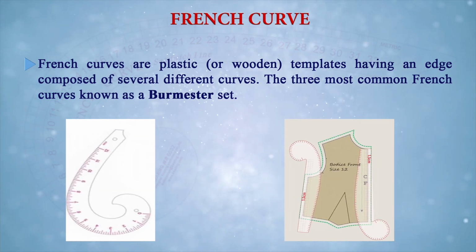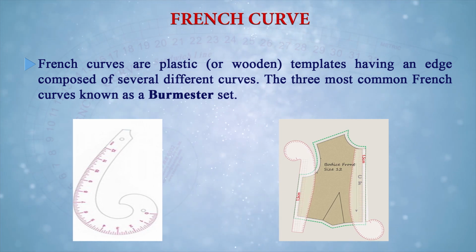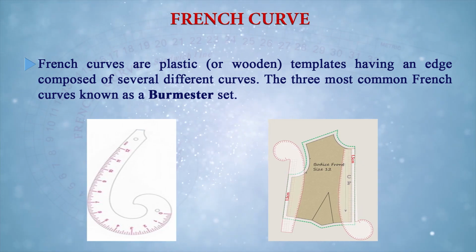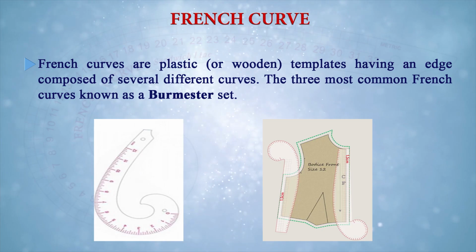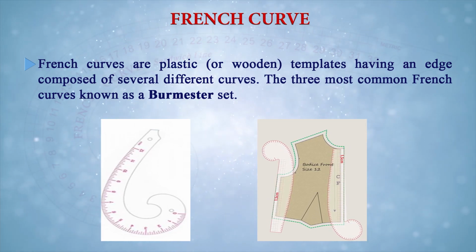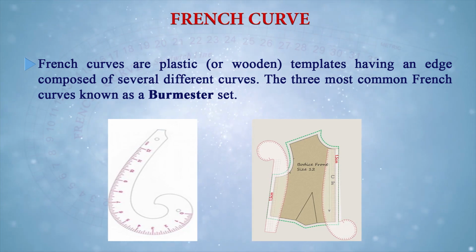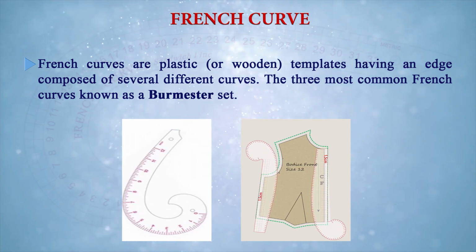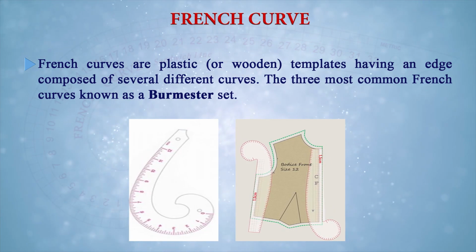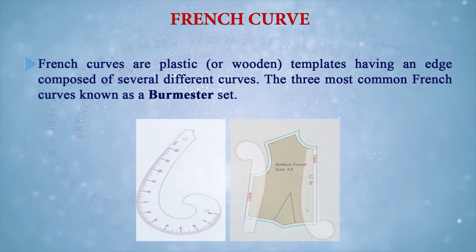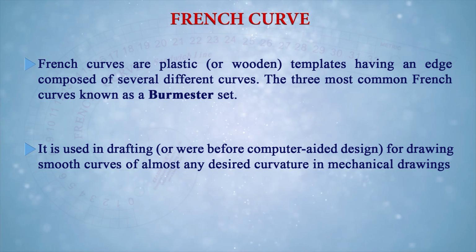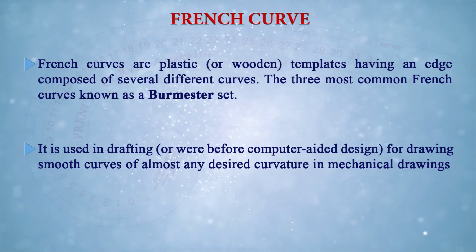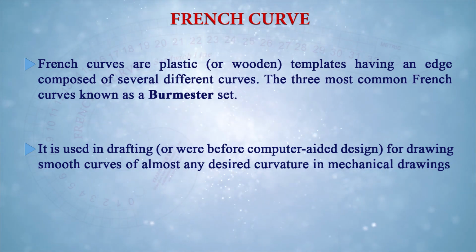As you can see in this picture, this is how a French curve looks like. It is round, circular, semicircular, and sometimes it is in a length and circular at the tip. So French curves are of different shapes. The 3 most common French curves are known as the Burmester set. So we have a set of 3 types of French curve which is used in pattern making. It is used in drafting for drawing smooth curves of almost any desired curve or part of the drawing.